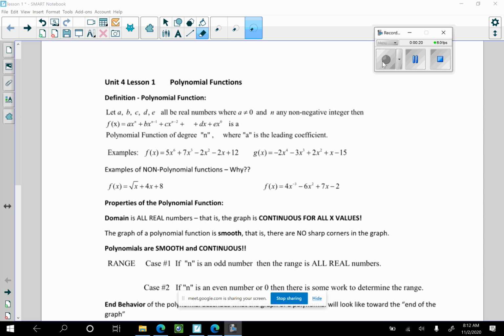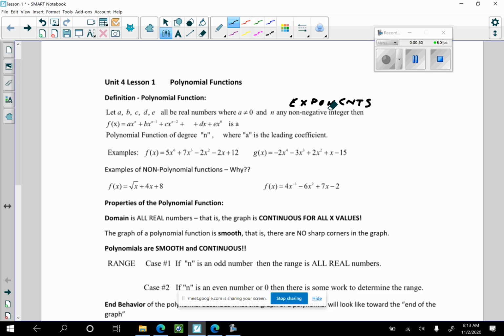A, B, C, D, and E are all real numbers. The leading coefficient, which is A, cannot be 0. N can be any non-negative integer. And if you notice, N's are the exponents. N is the exponent here. None of the exponents can be negative. They are all non-negative integers.